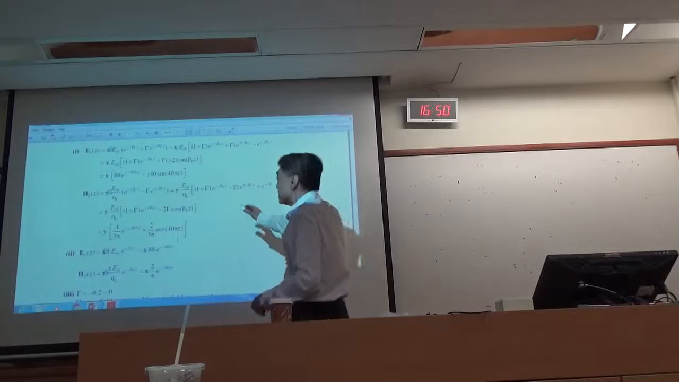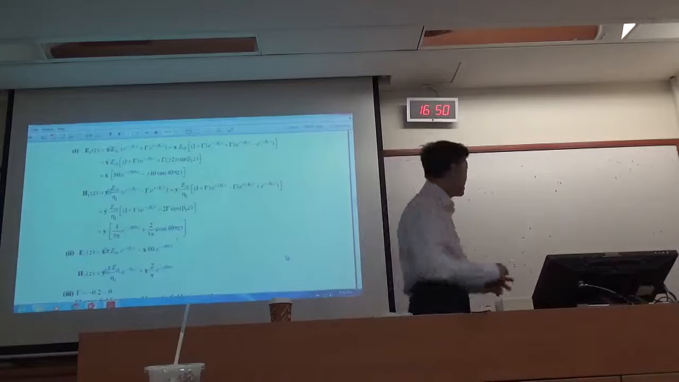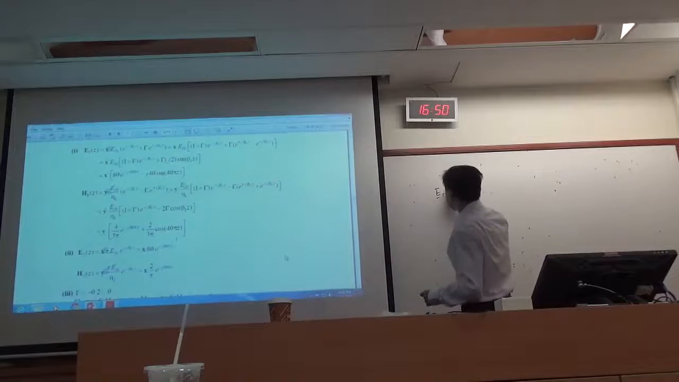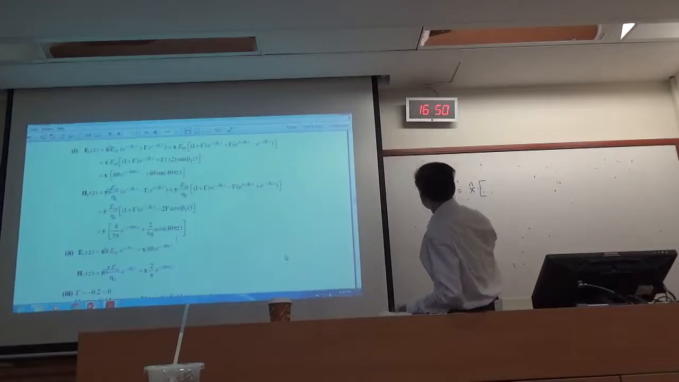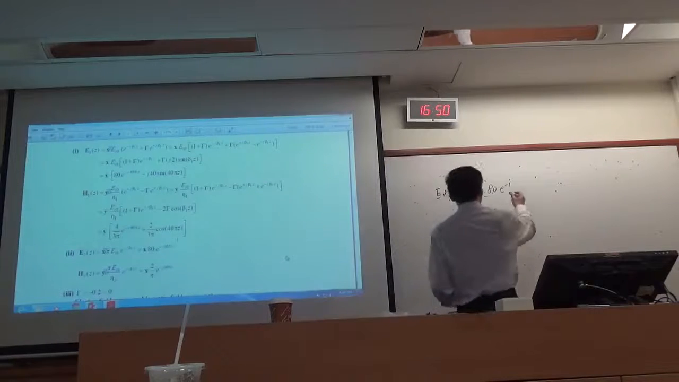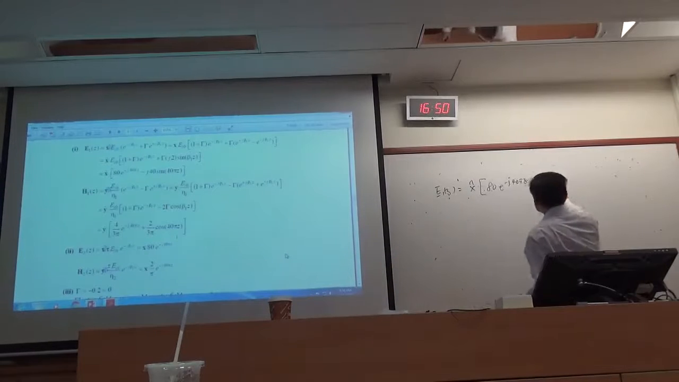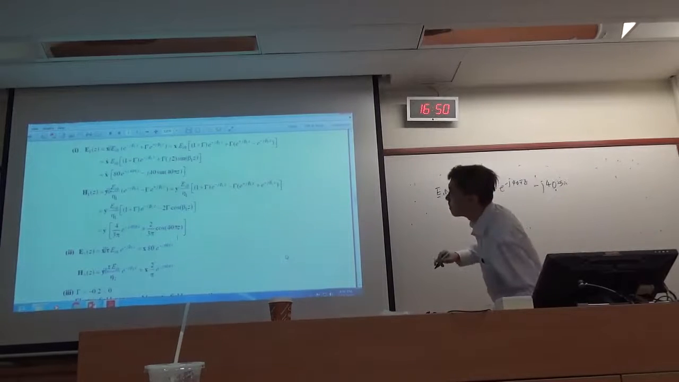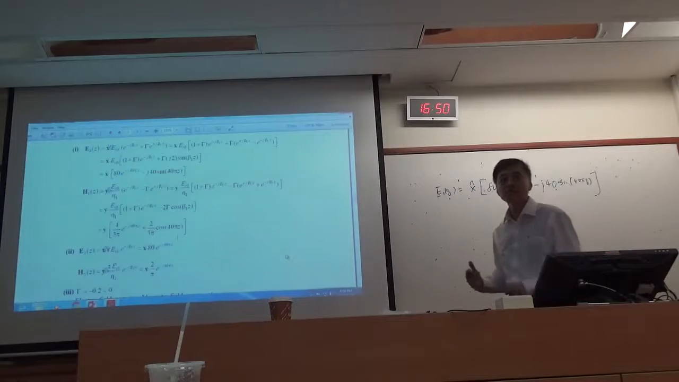Okay, this is the phasor form. Now, how do we write the instantaneous form? Let me write the phasor form down here. E1 of z is equal to 80 e^(-j40πz) minus j40 sin(40πz). Alright, this is the phasor form.